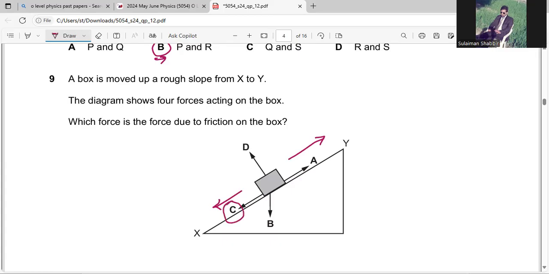With that, this is the accelerating force. This is its weight component. This is the normal force from the surface. C is the force of friction, which the question was asking for on the box.